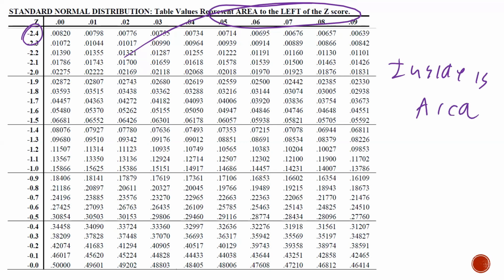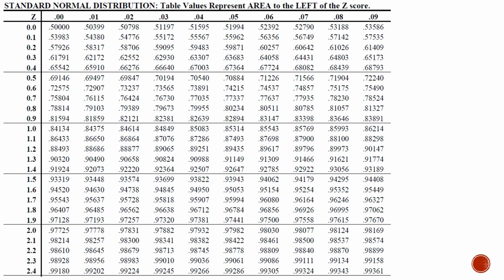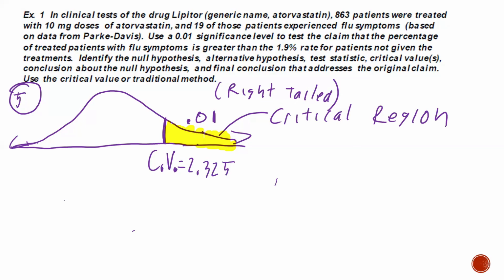So I'm going to look for 0.99. Notice here it's just under 0.99, and then here it goes over. So I'm just going to say it's in between those. So I'm going to say that my critical value is 2.325. So that's our critical value.